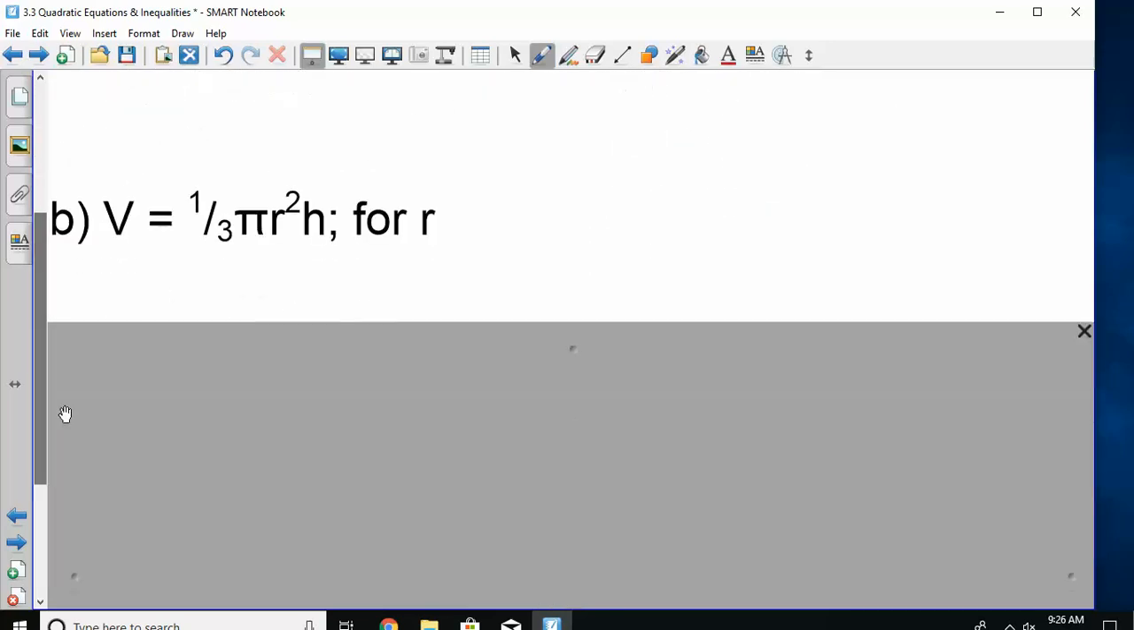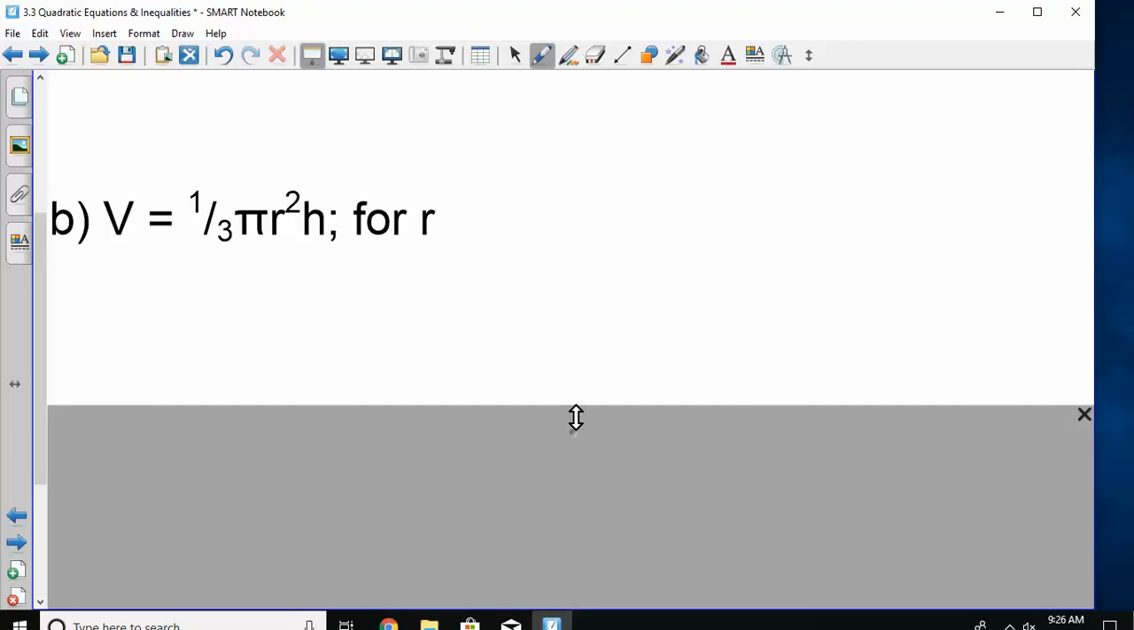This one is actually representing volume. R is a radius, H is a height. So could we have negatives on this one? No, you can't have a negative radius or a negative height. Okay, so I want to get R by itself. What's the thing that makes this look ugly?